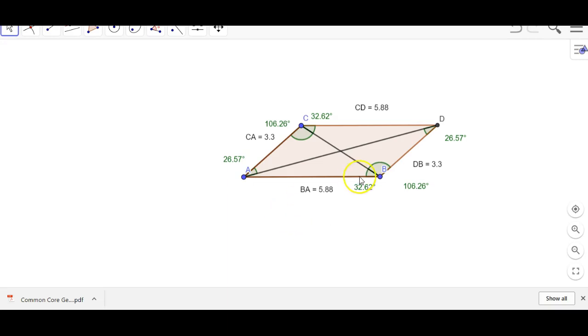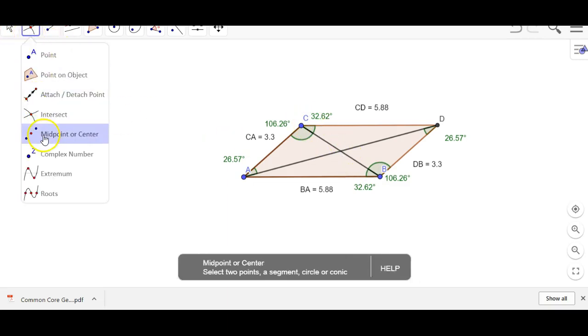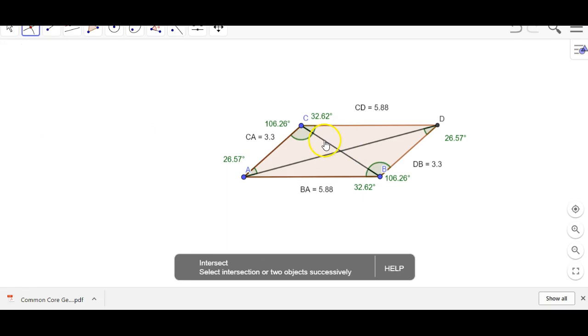Now that we have these, this is 26.57 and this is 26.57, so we have an angle here, an angle there. We have a side and a side. We already proved we're congruent because opposite sides are congruent. We have this angle 106 and this angle 106. So by angle, side, angle, these two triangles have to be congruent. If these two triangles have to be congruent, guess what about these sides? The sides have to be congruent. So let's find the intersection point of the diagonals.